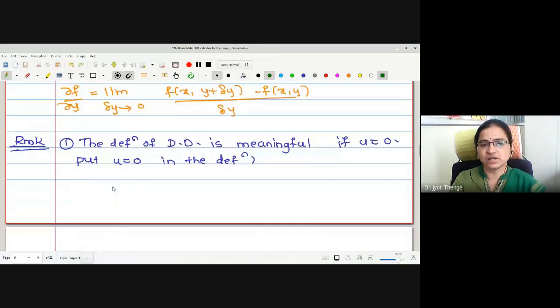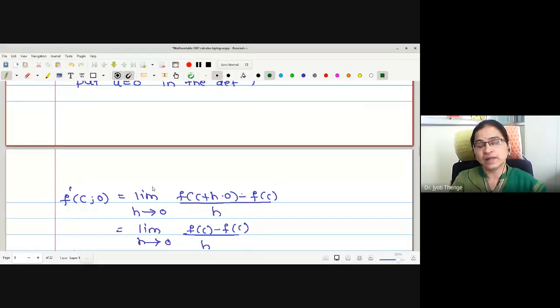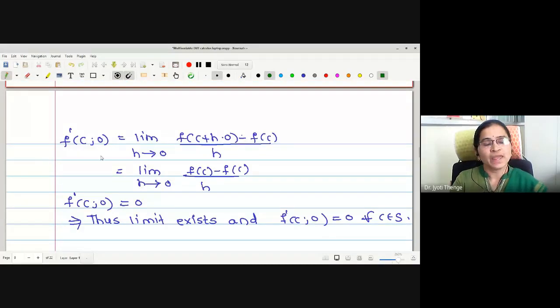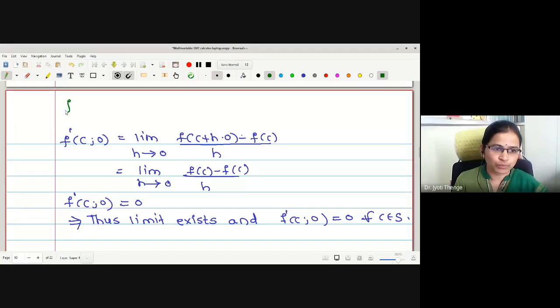Later, we have written a remark. The definition of directional derivative is meaningful if u is not equal to 0. Let us check what will happen if we put the direction u equal to 0 in the definition of directional derivative itself. The definition is f dash of c comma u.